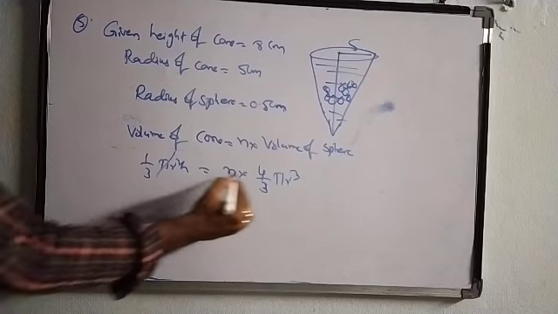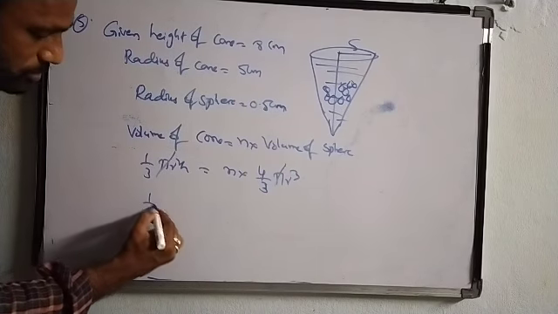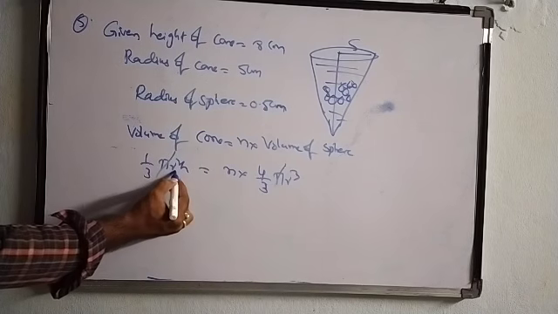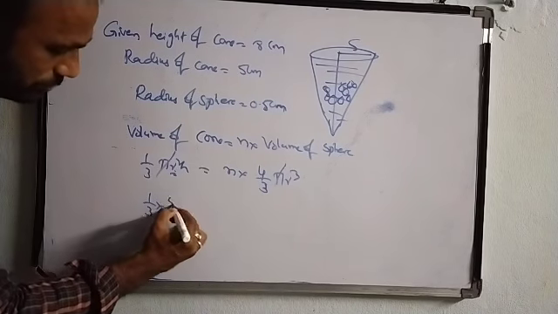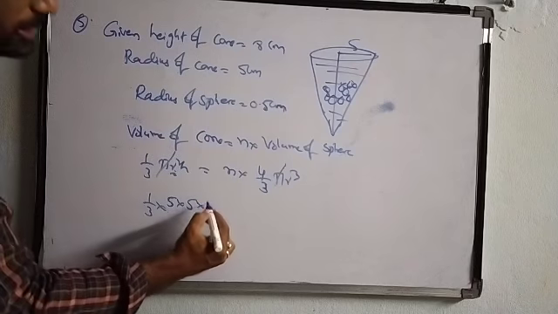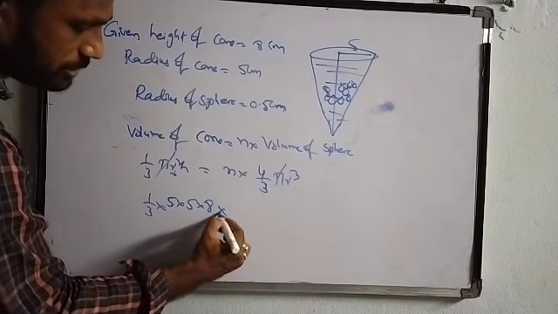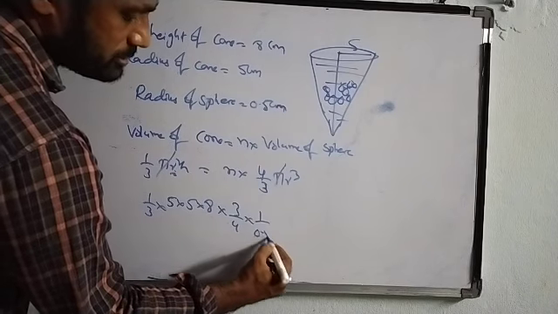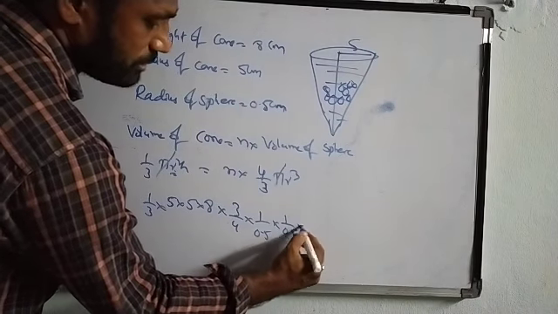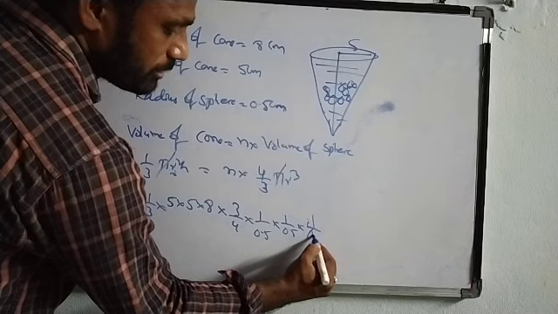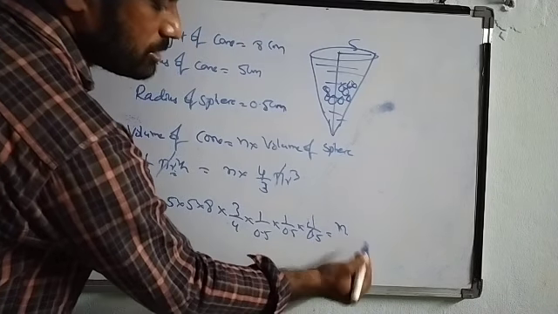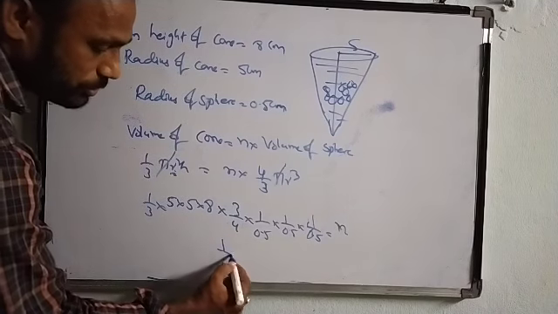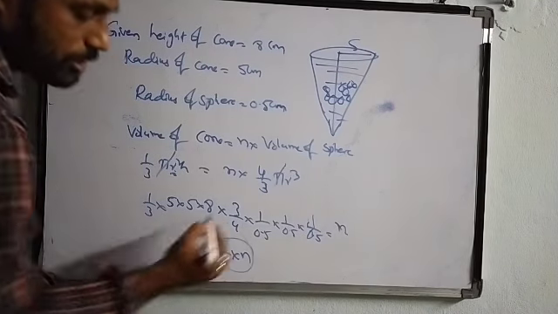So pi gets cancelled, and substitute the values: 1 by 3 into radius. So this is the radius for the cone. So 5 into height of the cone is 8 into 3 by 4 into, the radius will become 1 by 0.5 into 1 by 0.5 into 1 by 0.5 is equal to n. So here you are going to get further simplification, you will get the n value. After getting the n value, you have to do 1/4 of the n value. You will get the number of lead shots.